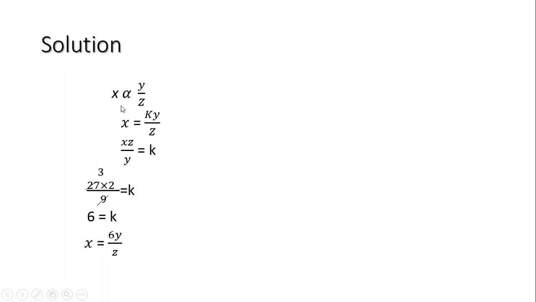So X varies directly as Y and inversely as Z. So X equals K Y over Z, bringing in a constant K. So making K the subject of the formula, X Z divided by Y equals K. You know X is 27, Z is 2, Y is 9. So 27 divided by 9 is 3. 2 times 3 is 6. So K equals 6. So bring into the formula, X equals K Y divided by Z. That's X equals 6Y divided by Z.